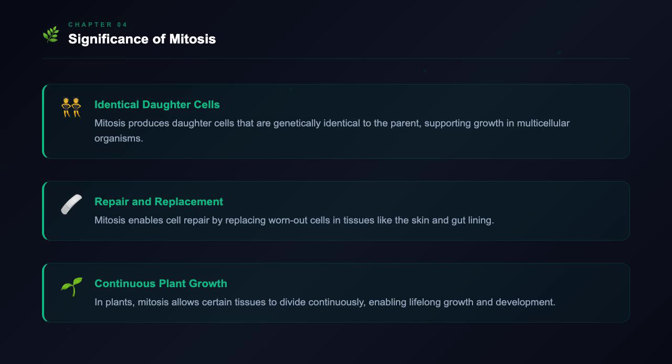Mitosis produces daughter cells that are genetically identical to the parent cell. This process is crucial for growth in multicellular organisms as it increases size and complexity. Mitosis also maintains the balance between the nucleus and cytoplasm in cells. It enables cell repair, replacing cells in tissues like the epidermis and gut lining. In plants, mitosis allows certain tissues to divide continuously, enabling ongoing growth and development throughout the plant's life.